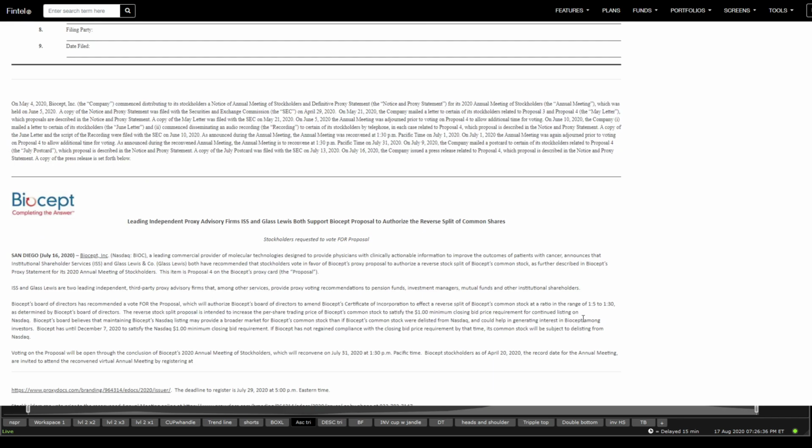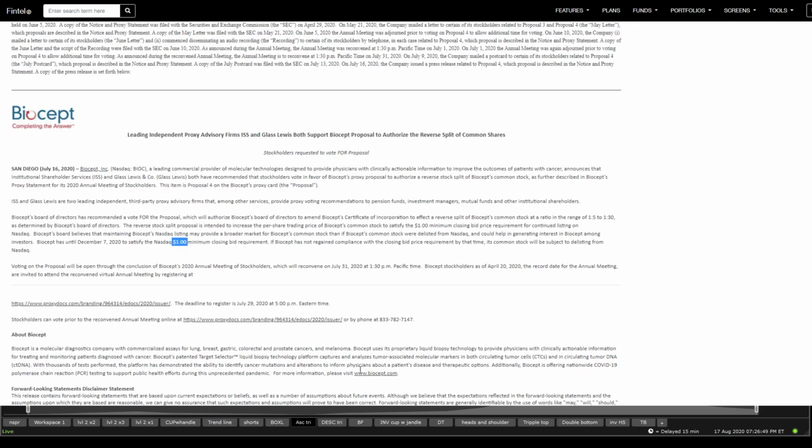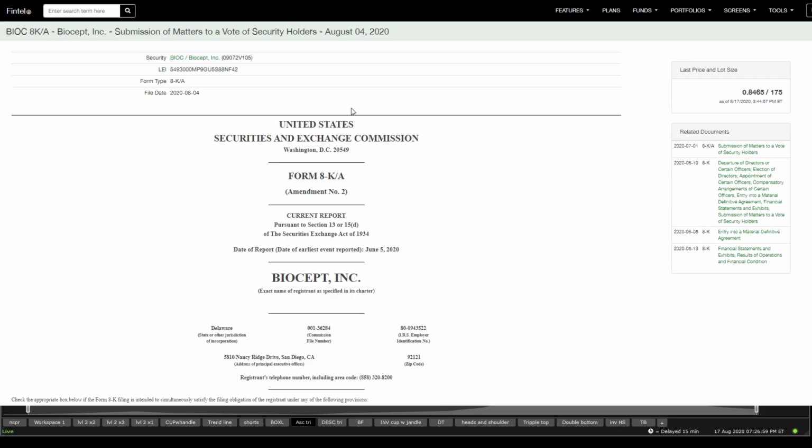Let's just double confirm. Okay, so the reverse split is from 1 to 5 to 1 to 30. They do need to establish that by December 7th to achieve the NASDAQ minimum of $1, although that has been quite a while, and I do believe the vote was no on that. I'm not 100% sure, but that's something that they're still considering. The vote has already been done on the 31st.